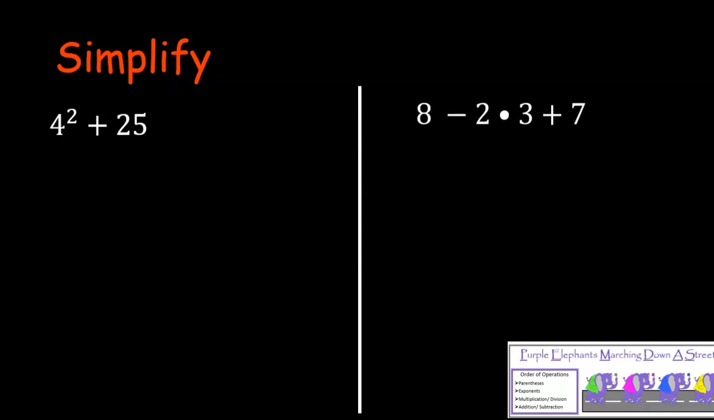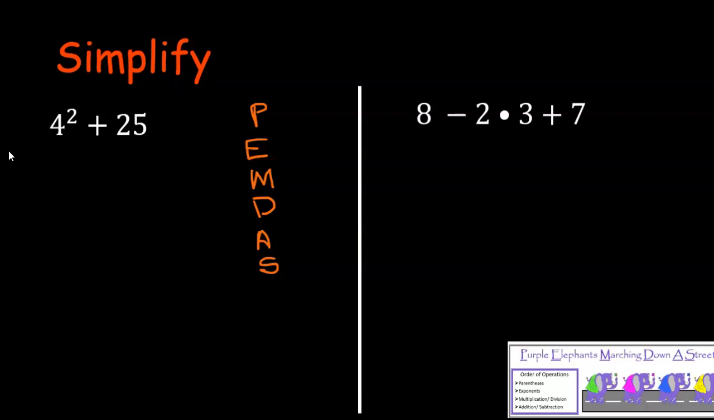So, P is first, parentheses. Let's look in this first problem here, 4 squared plus 25. Is there any parentheses there? No. You know what? I like to write down PEMDAS on my paper, because then I can cross out what I used and where I am, because sometimes I forget where I am.